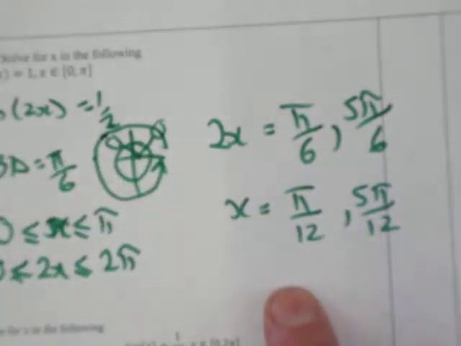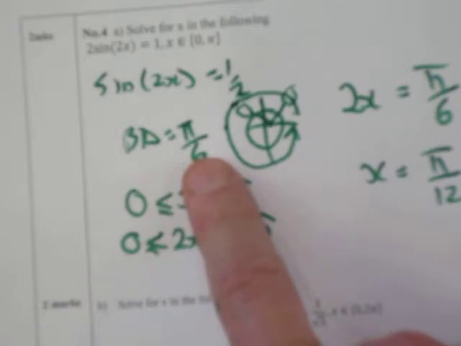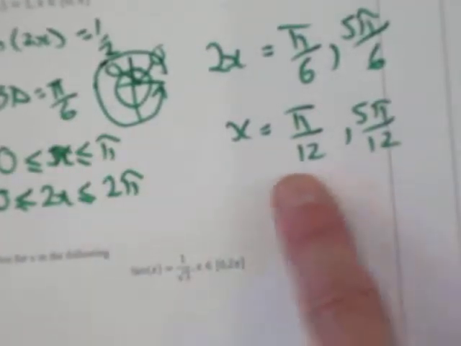Okay, done. Now it's worth 2 marks, so we'll keep it simple. You get 1 mark for the basic angle identified, keep it really simple, and we'll just look for both answers. You must have both correct.